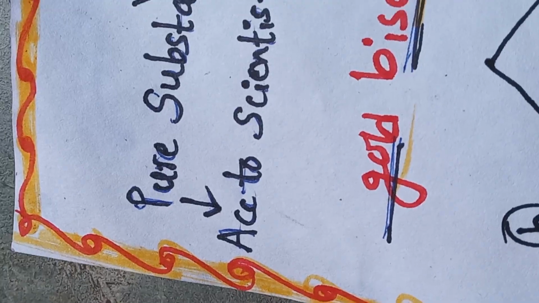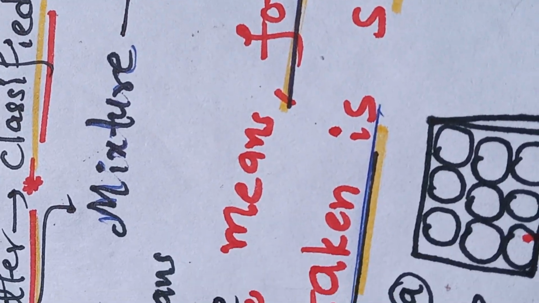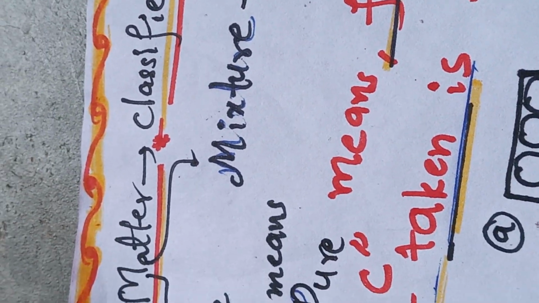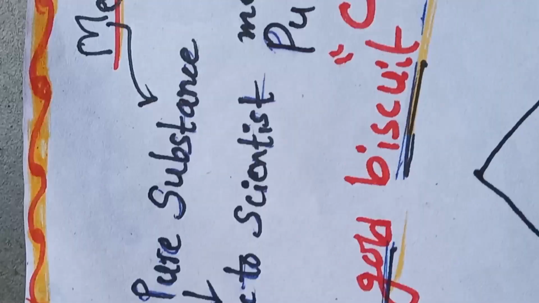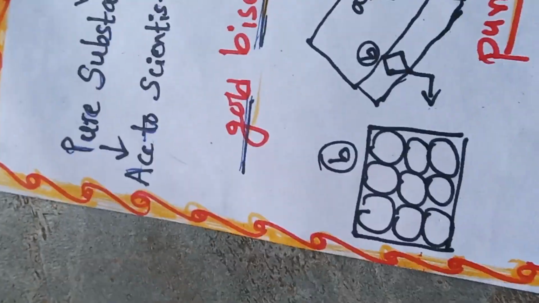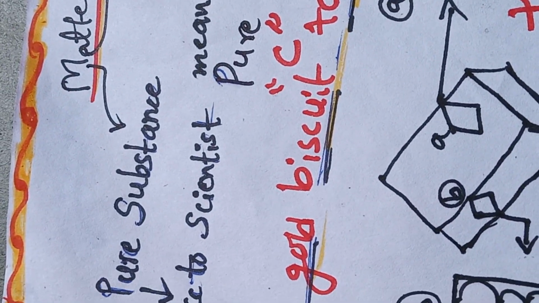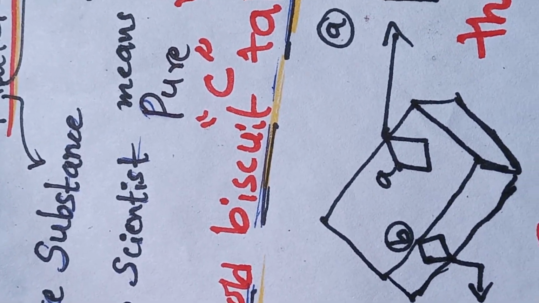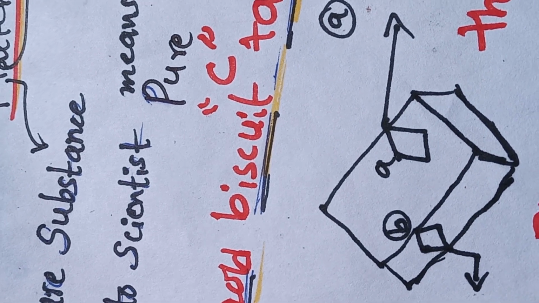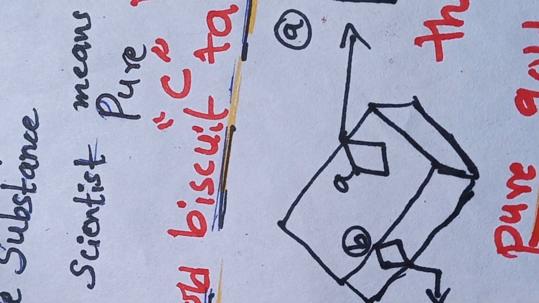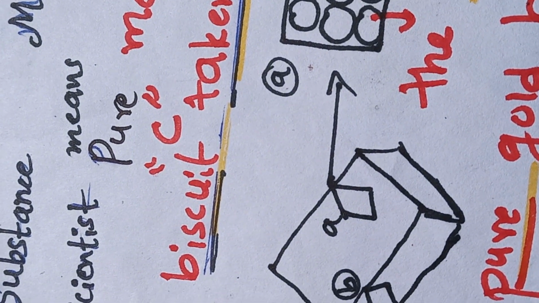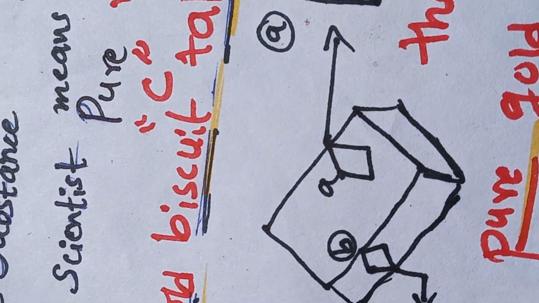One is a pure substance, and another one is a mixture. So matter can be classified into two: one is a pure substance and another one is a mixture. Pure substance, as we learned in the previous video, like pure milk, pure ghee. But according to chemistry, that is not pure milk. Milk is a mixture of many components.